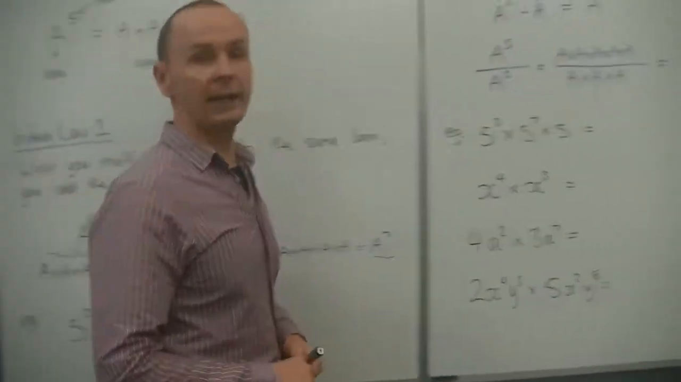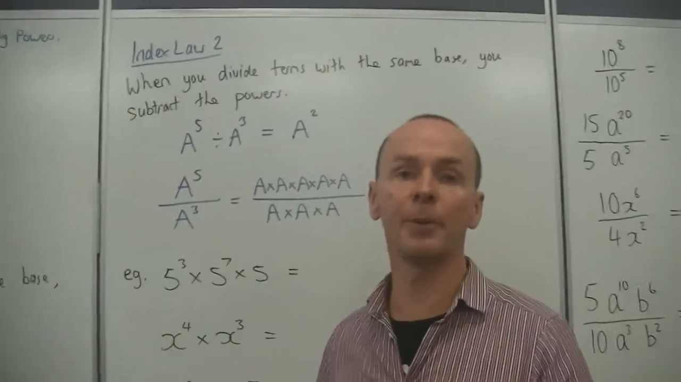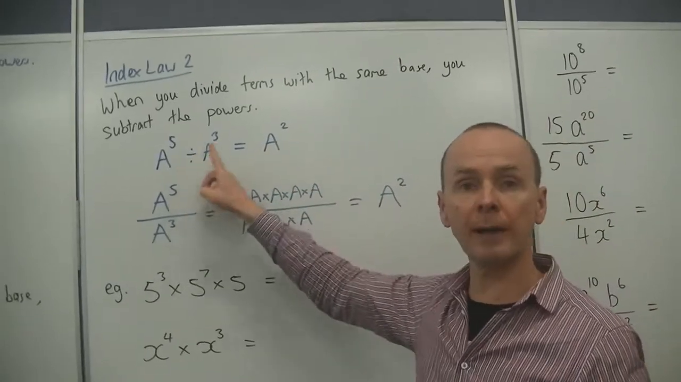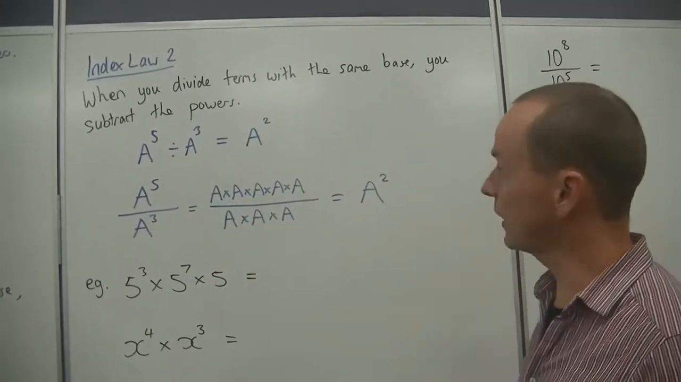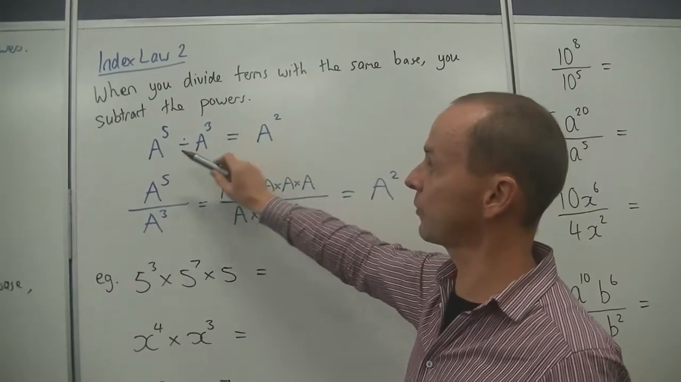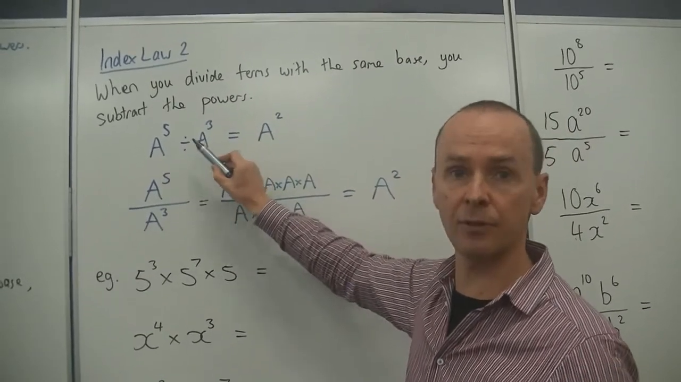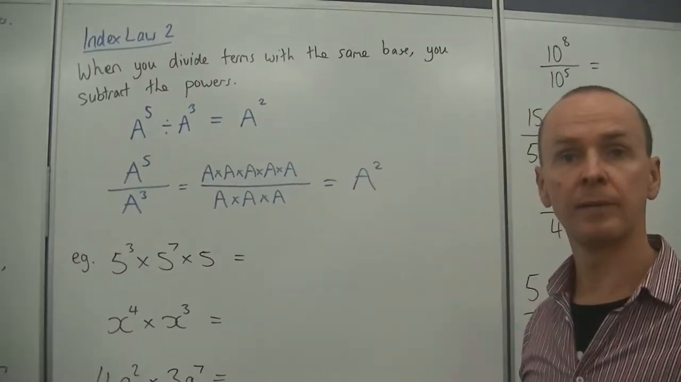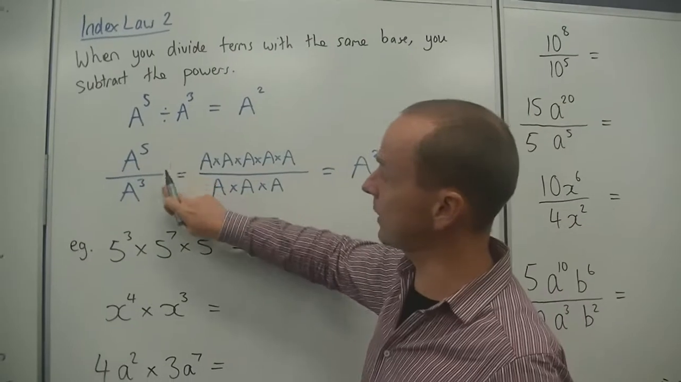Now index law number 2 is the exact opposite. When you divide terms with the same base, you subtract the powers. So have a look here, everyone. a to the power of 5 divided by a to the power of 3. Again, it's the same base, so we can do this law. So 5 minus 3 is 2. Simple rule.